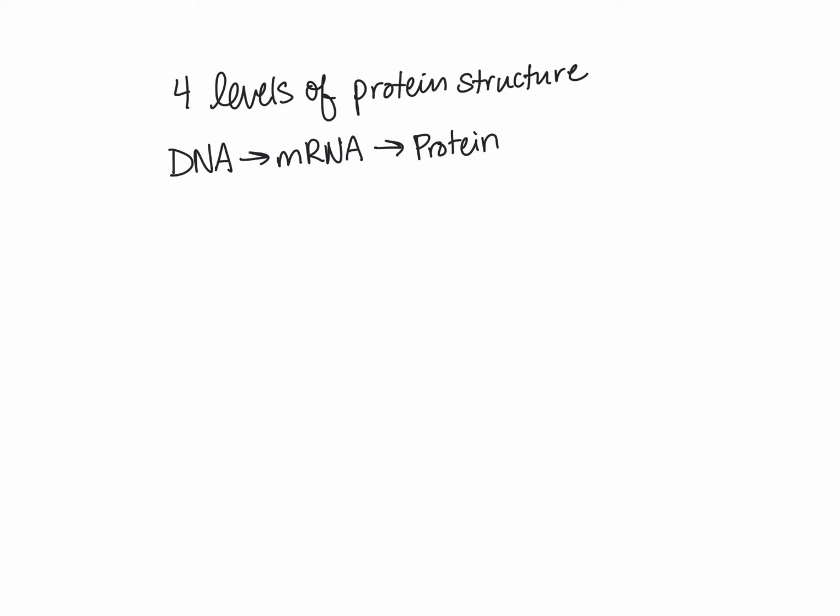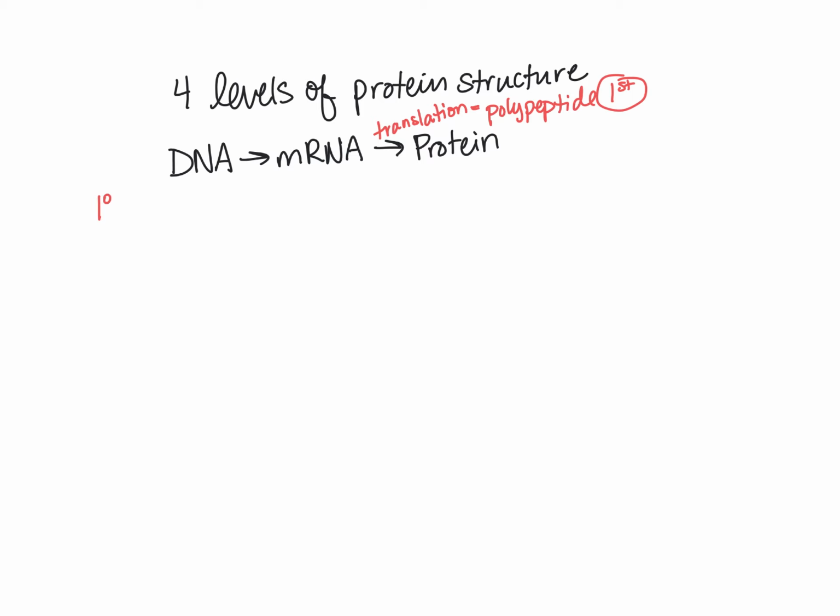But at the end of our translation, which is what this arrow right here is indicating, we don't actually have a fully functioning protein yet. What we get at the end of translation is something called a polypeptide. And the polypeptide is actually the first level of a protein structure. So we call that the primary level or the primary structure of proteins.